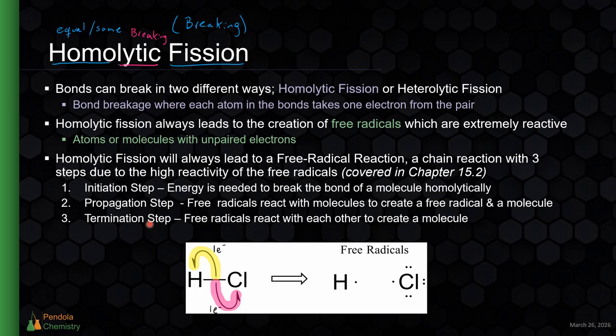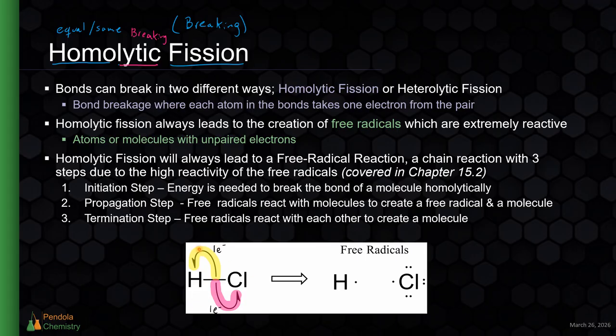The 3 steps to a free radical reaction are: number 1, initiation. Initiation is when the free radicals are created. Energy is going to be needed to break that bond. So initiation happens when a bond is broken homolytically, like we just said, and then the free radicals are created. That step requires energy because, like we saw earlier in the year in chapter 6, breaking bonds requires energy.